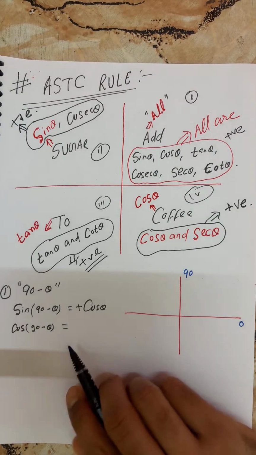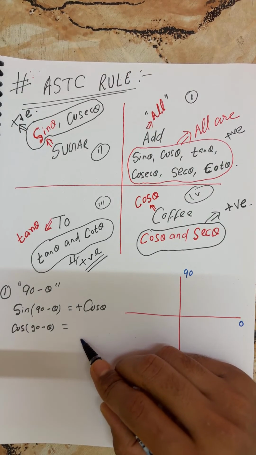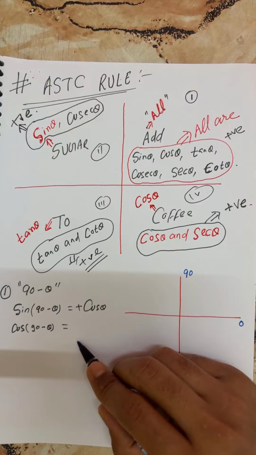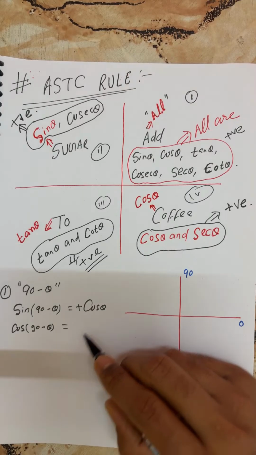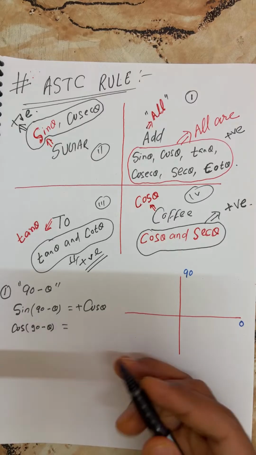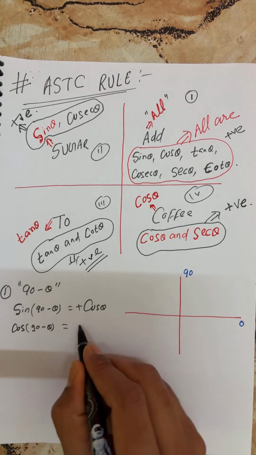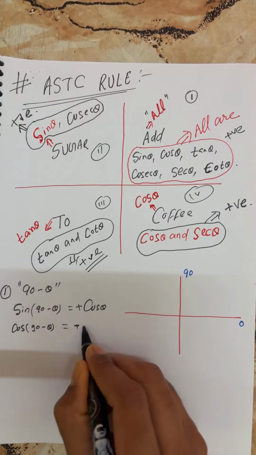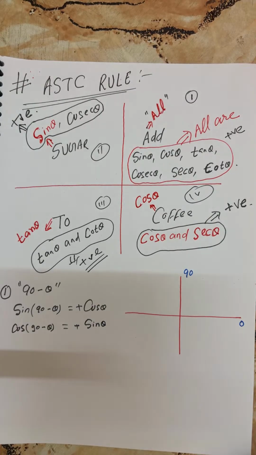Just tell me everyone, cos of 90 minus theta. Sin theta, correct. Because for 90 plus or minus theta, the function will change. So cos will become plus sin theta. This is plus sin theta.